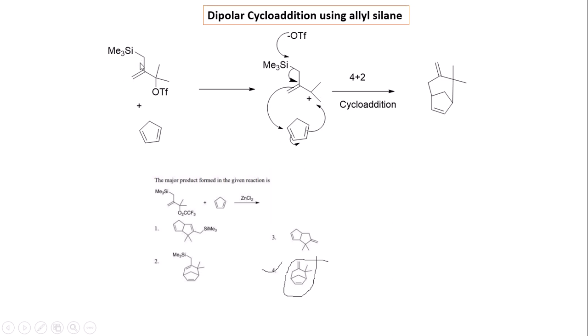In that case, the OTf is first split off, and the silicon stabilizes the allyl carbocation via the simple resonance effect, and hence it can undergo dipolar cycloaddition to give the cycloaddition product. That is, the OTf is first split off, and after isomeric resonance it gives the desired product. This is one type of 4+2 cycloaddition reaction, and the answer for the given problem is 4.